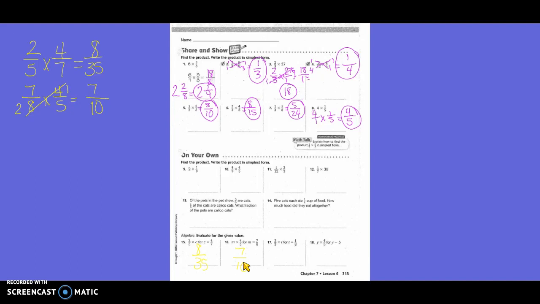Number 17. 2/3 times t. And for t, they want 1/8. So how am I going to set it up? 2/3 times 1/8. Can I simplify before I begin? Yes. What am I going to cross off? My 2 and my 8. What goes into both? 2. 2 goes into 2 once. 2 goes into 8 4 times. 1 times 1 is 1. 3 times 4 is 12. Can I simplify? No. My answer is 1/12.